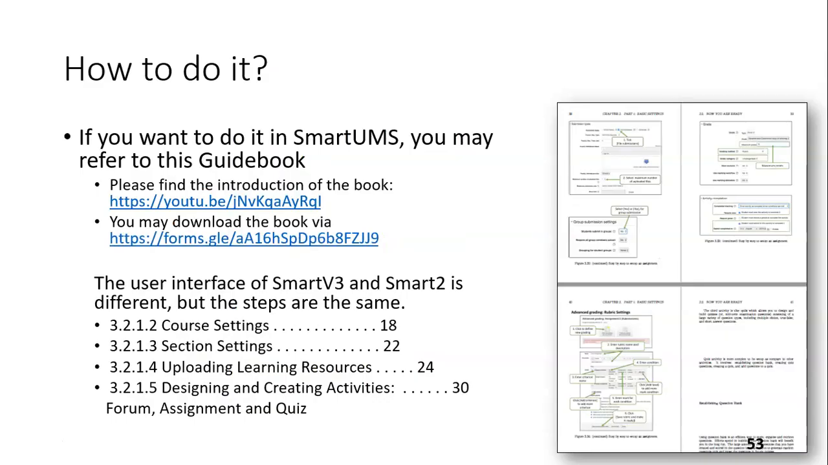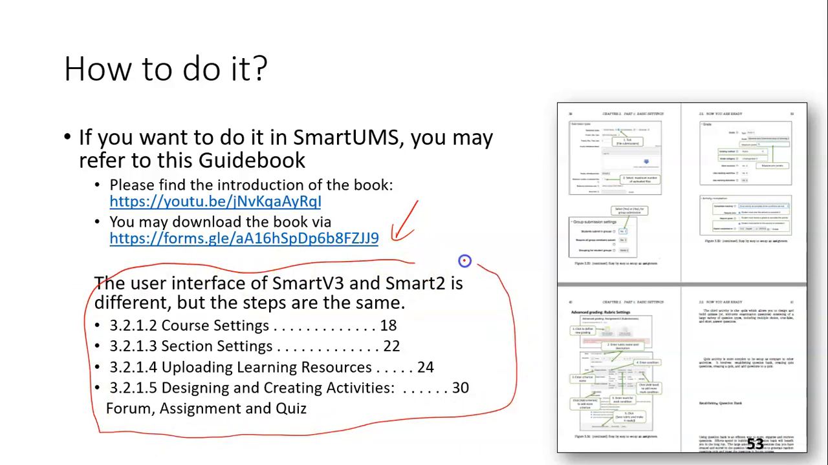If you want to know how to do it in Smart UMS, you can refer to this manual. This manual is quite thick, about 160 pages. But you don't have to go through everything. For this part, you just have to go through this chapter, just a few tens of pages. Okay, and there's an introduction of this book. You can click on this form and fill out your information. Before submitting, there's a link for you to download. Just submit and then download the book. It's free. This book is mainly for Smart 2. If you use Smart 3, the steps are still the same, but the user interface is different. At the same time, don't forget to read the text description to give you some guidance on why you need to do this. Okay.